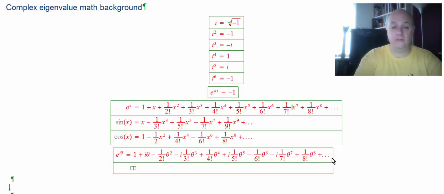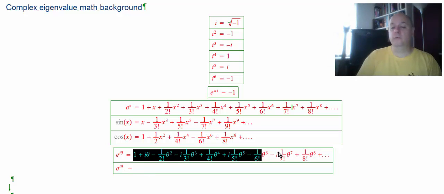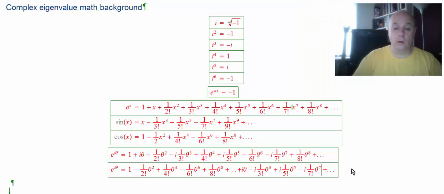θ to the 7, etc., all have an i in front of them, and all the even-powered ones are real. So let's group first the even ones and then the odd ones. We have the even-powered ones grouped with the odd-powered ones, and the odd-powered ones all have an i in front of them. So let me factor out that i in front of all of them.